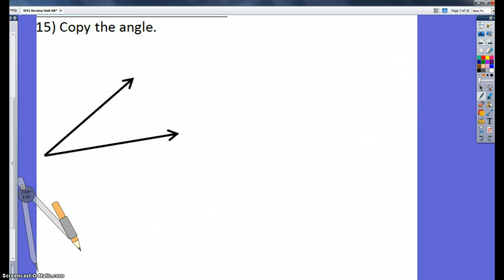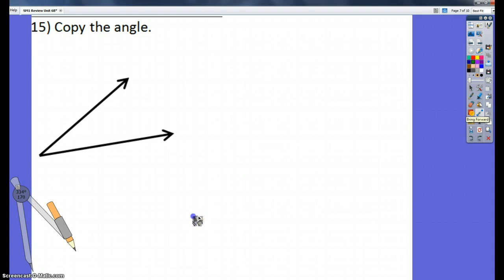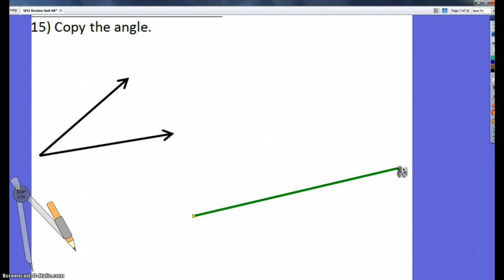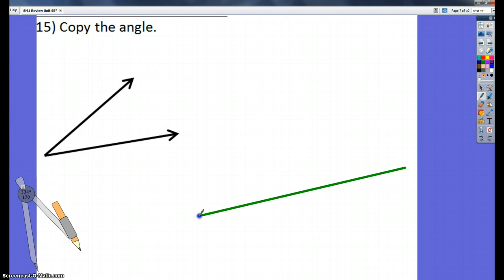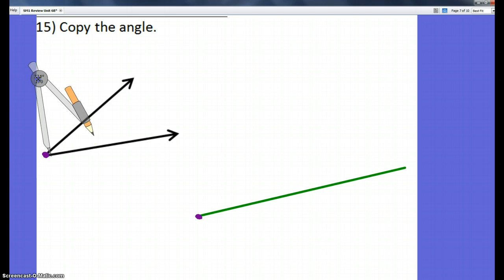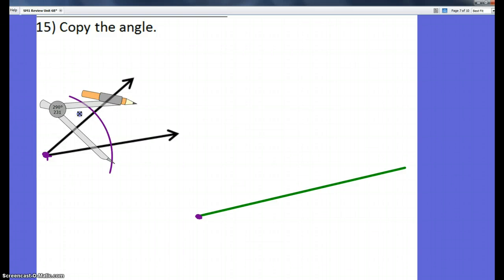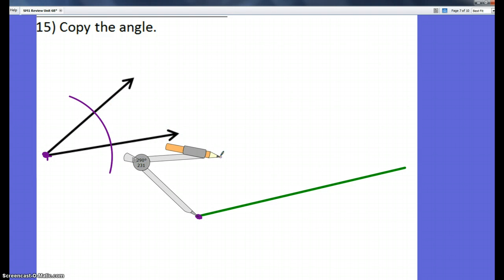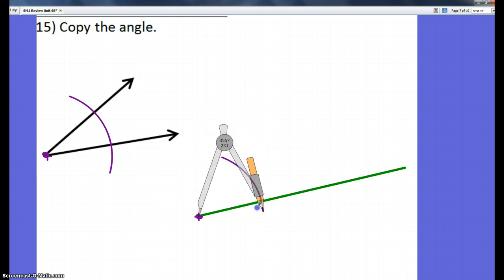We're going to copy the angle. So when you go to copy an angle, you do actually need to start with a line segment or something you're going to copy onto. And here I'm going to mark the point, the vertex of the angle, and I'm going to do the same thing there. So we're going to take our compass. Remember, for this one, you can draw the arc any measurement you want to. So there's my arc, and I take that same compass measurement and I drop it on this line here.